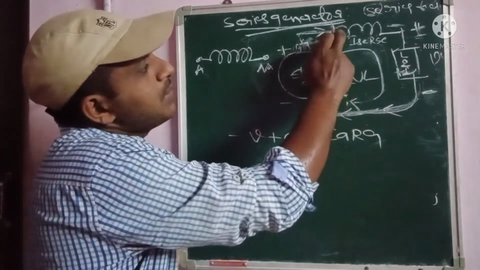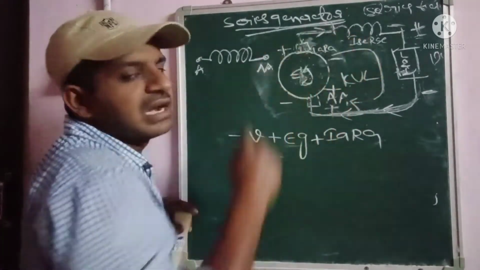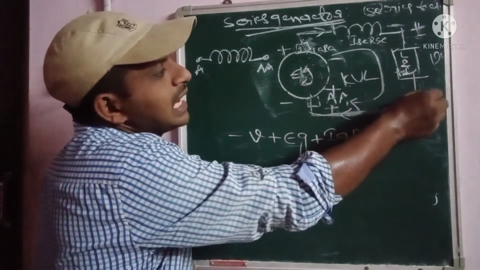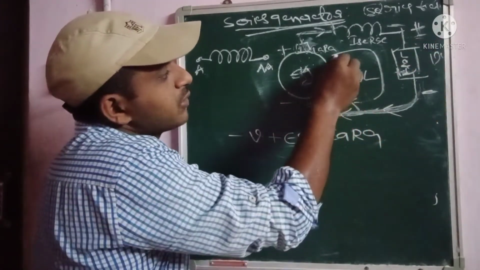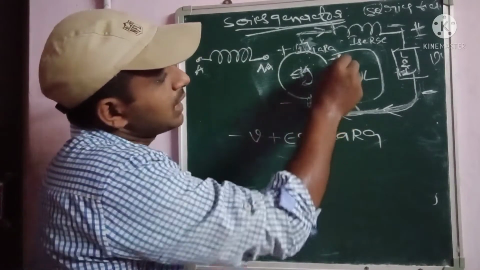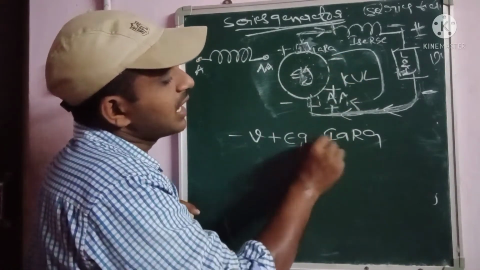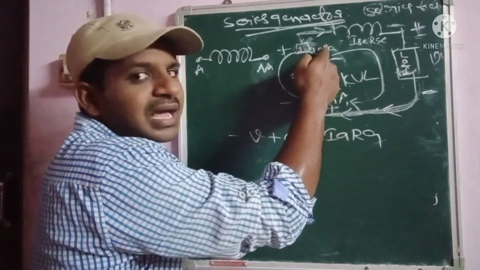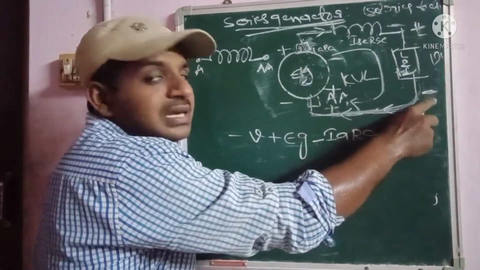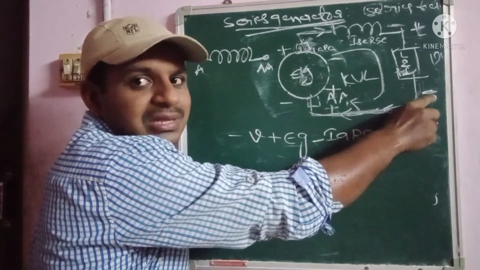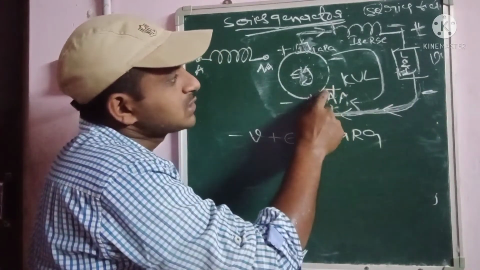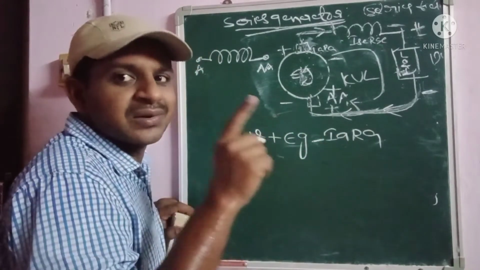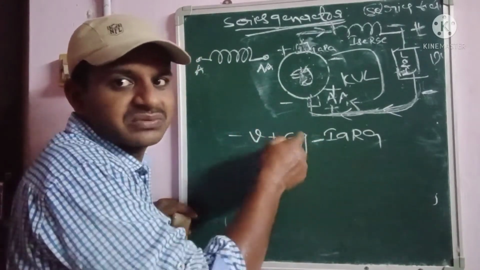Coming to the series field winding, here we have to take the second terminal, as in all these conditions. So the current there gives minus Ia into Ra. Why? Because here we are taking the second terminal. This is the first terminal and this is the second terminal, so it is indicated as minus Ia into Ra. Remember this, very important.